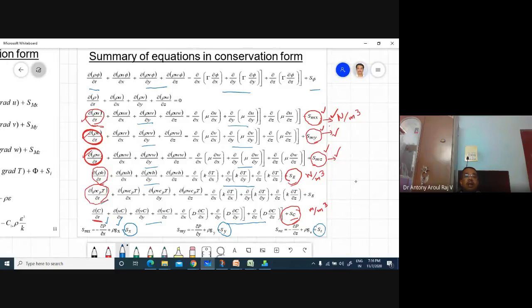A pressure gradient is also a vector. It appears in X, Y, and Z, in all three directions. So the natural question is how you can say that pressure gradient is a source. Very simple: think that high pressure air is there inside a tank. Compressed air tank, you may be knowing.